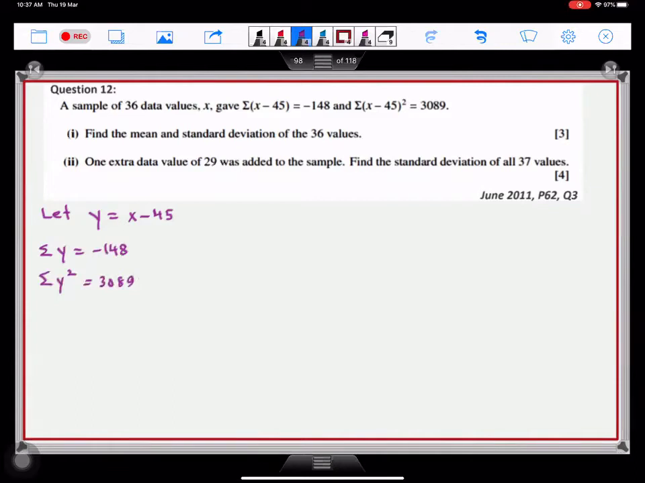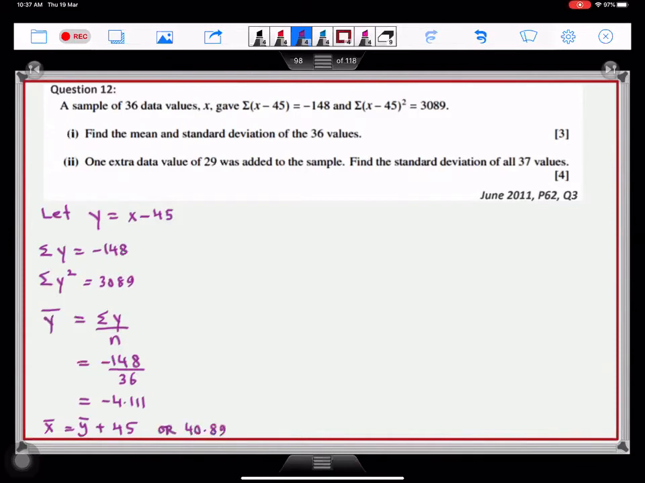First of all, what should I find? Always it's the mean. Y bar is sigma y over n. Sigma y is minus 148 and n is 36. So 148 divided by 36 comes out to be negative 4.111. Therefore, x bar should be y bar plus 45. When I add 45 to it, this comes out to be 40.88, or 40.89.